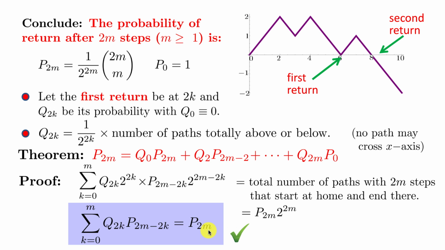You can see that it doesn't, because for m equal to 0, this side over here is 1, whereas this side over here is equal to 0. Q of 0 is 0. We're now going to use this theorem to derive a formula for the probability of first return.